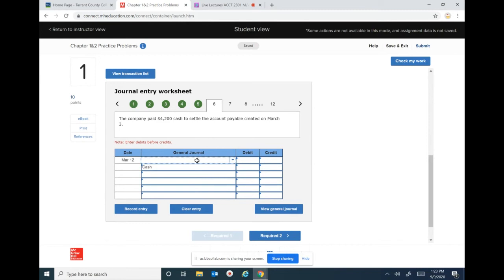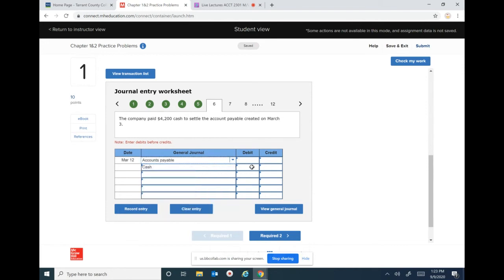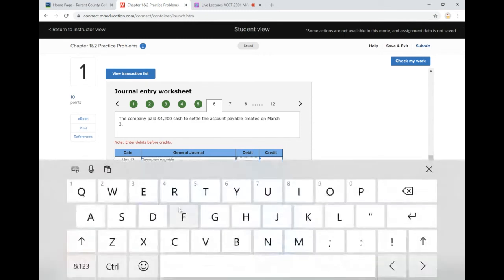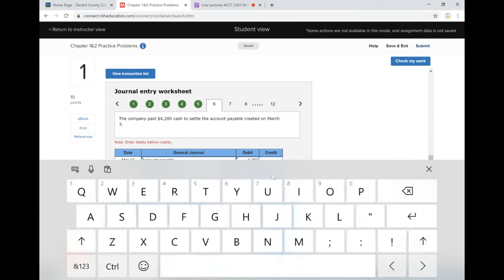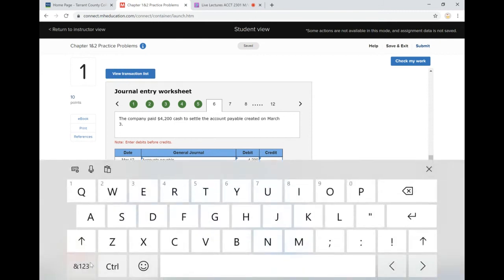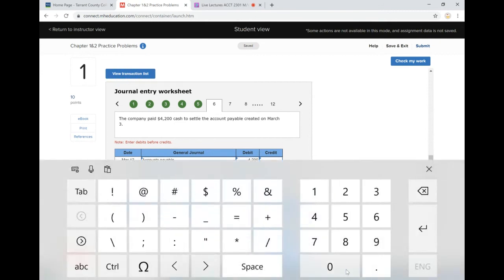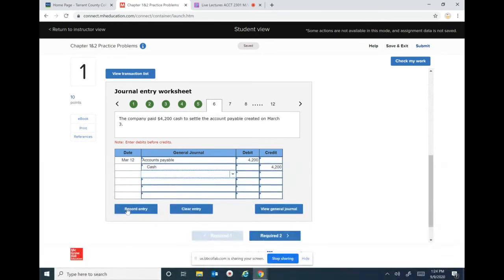When an obligation is satisfied, when an obligation is settled, that means the accounts payable will be debited because it's going down. So the $4,200 here will be debited to accounts payable, and we will also credit cash to show a reduction in the cash account of $4,200. So here is that journal entry.